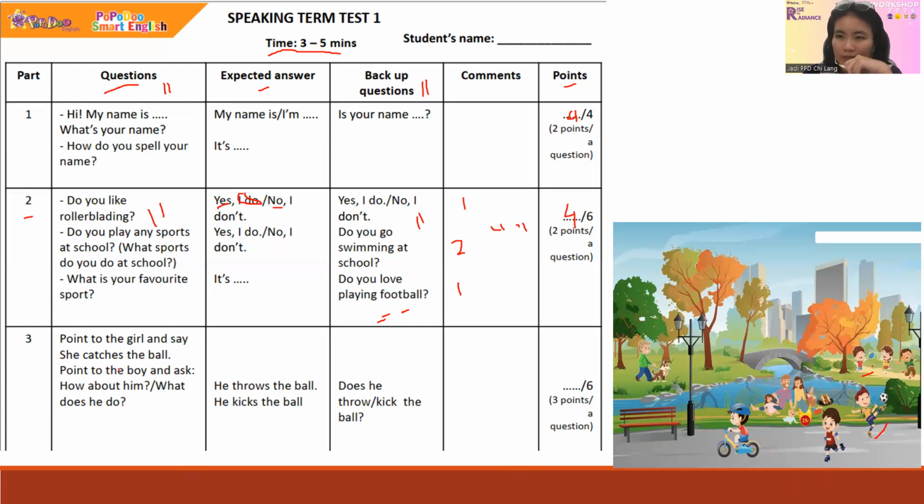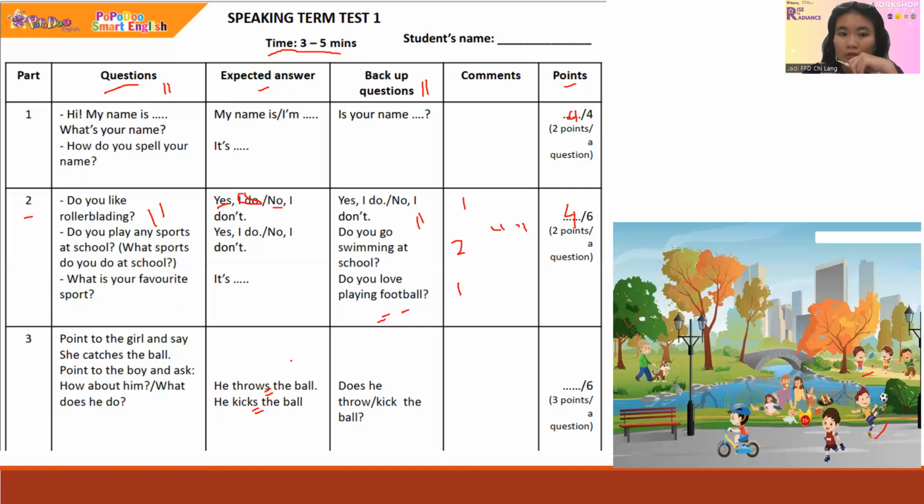It's easy for a student to say just "he threw the ball" or "he kicked the ball." They will forget to put an S here. To make it stand out, you can circle or underline this one. So when the teacher looks at the speaking script, we can find out the mistake that the student made. They forgot the S here.